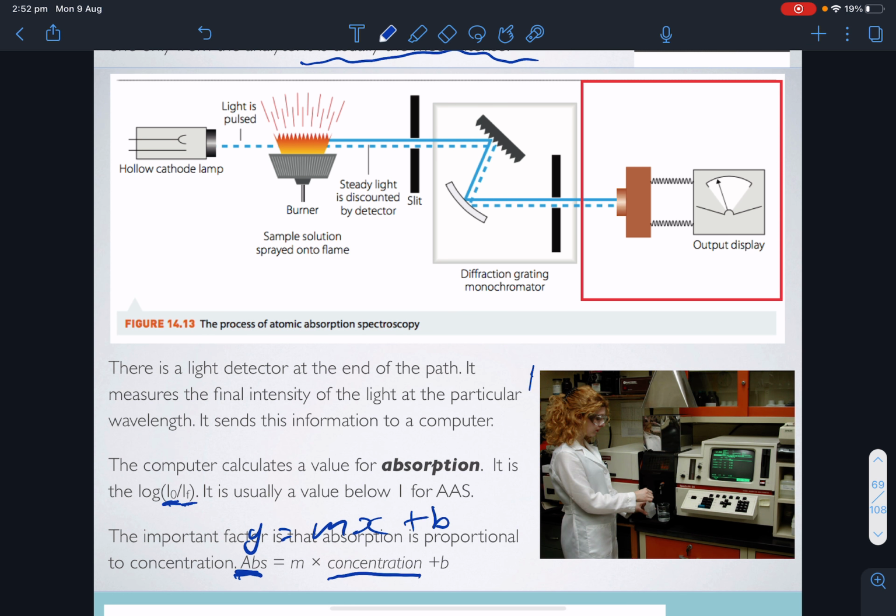So here's an older AAS. The flame is in here, in this part here. I should draw that in orange, shouldn't I? The flame is in there, and it's sucking the sample up, and the fumes are going out there, and you've got a computer that's comparing the input light to the output light, doing the calculation. It's a very old computer too.